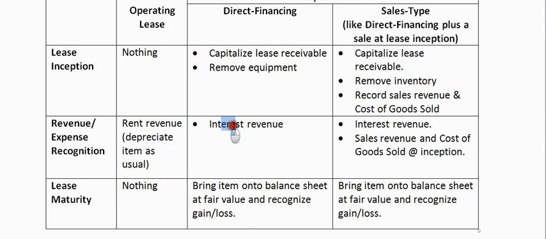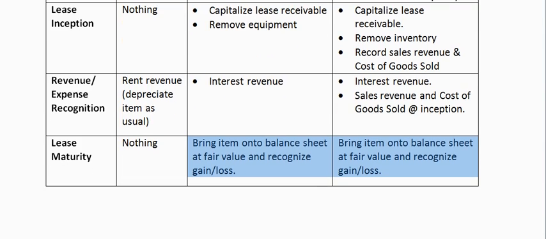Along the way over here, as I mentioned, we're going to have interest revenue. You will not have sales revenue and cost of goods sold along the way because they are completely recognized, fully recognized at lease inception. Under either type of capital lease, at the end of the lease, when you bring the item back onto the balance sheet, you may recognize a gain or loss at that time. That's kind of a minor point for our purposes.